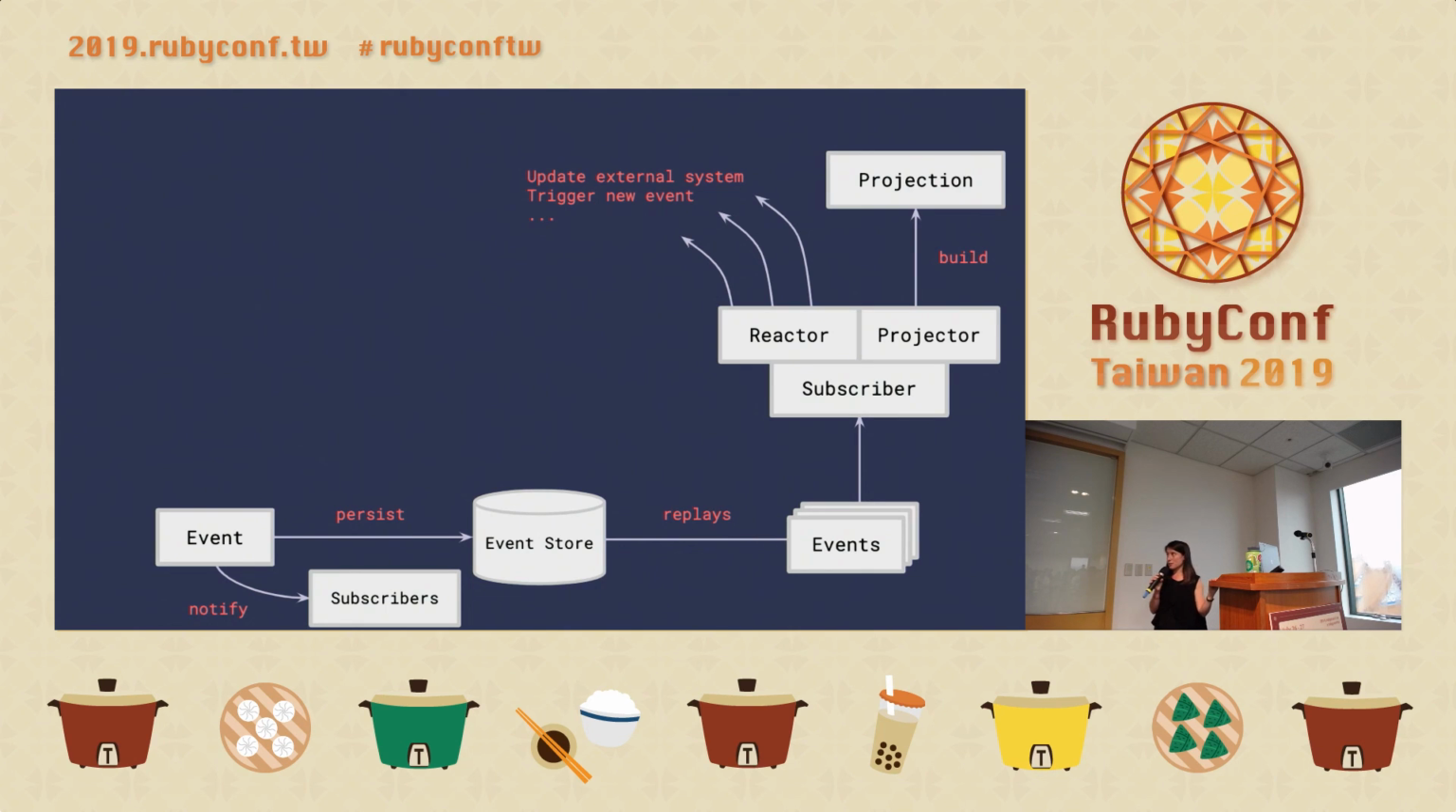The other kind of subscriber in our system is a reactor, which rather than keeping projections up to date, is basically responsible for everything else. So it could be updating some external system, maybe gathering some data from an API, kicking off any other work that might in turn also cause other events to occur. But you can think of projectors and reactors as essentially the same. They both subscribe to particular events and trigger some kind of action in response.